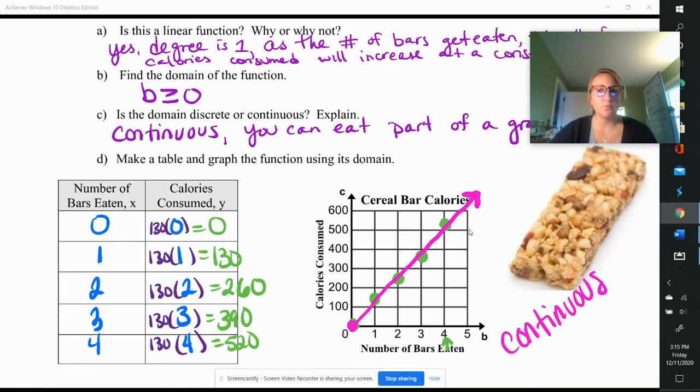That's it for the notes on 3-2 on linear functions. After this, you'd want to work on the 3-2 homework assignment.